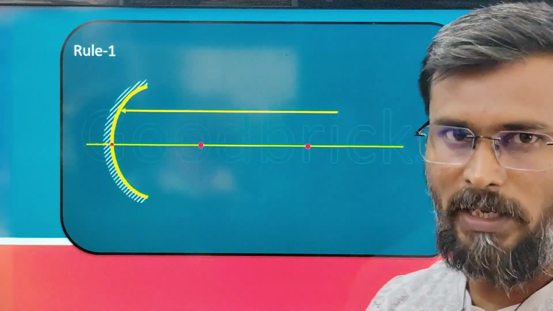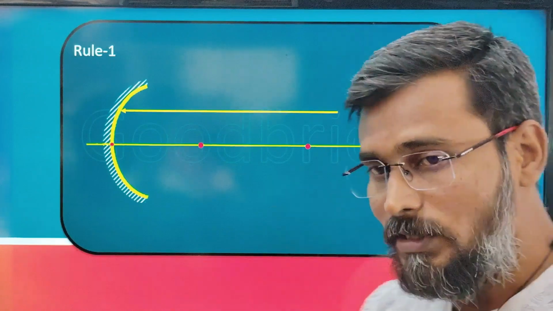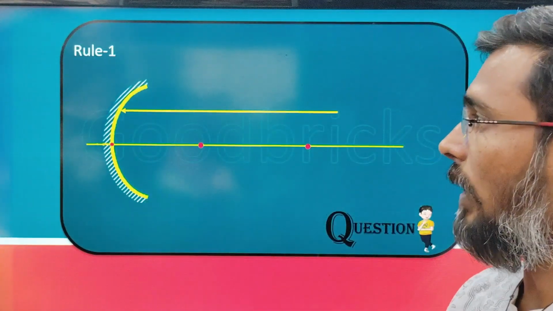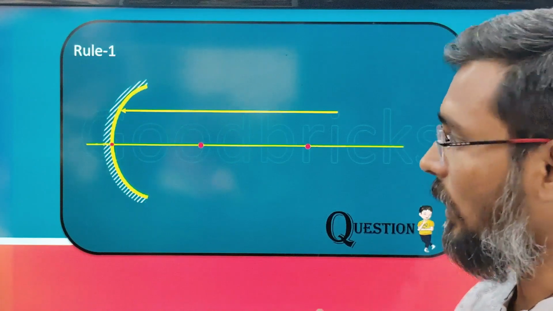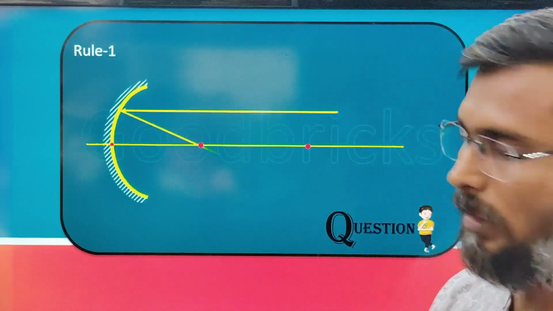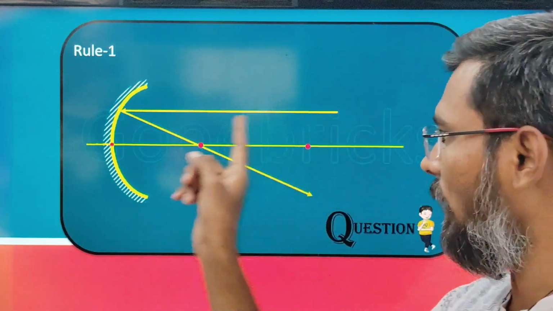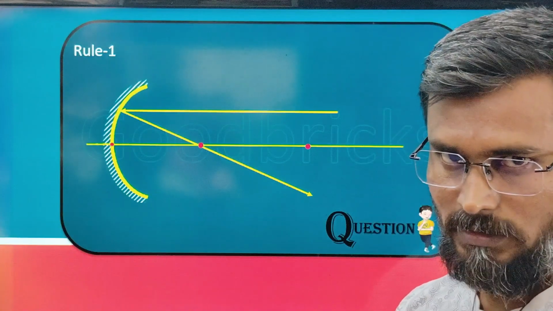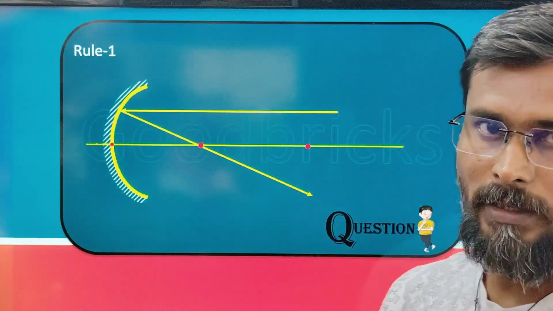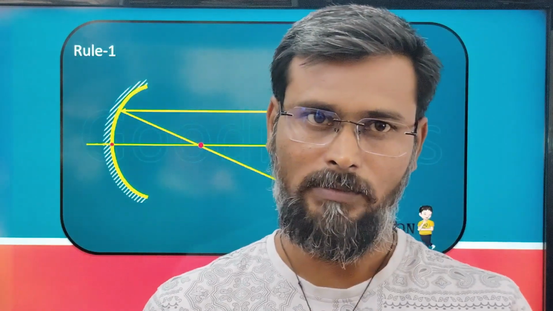It bounces back. So when it is bouncing back, what happens? It passes through the focal point. See clearly on the screen, the incident ray which is parallel to the principal axis, while reflecting back, the reflected ray passes through the focal point. This is rule 1, and this rule will help you to draw ray diagrams.